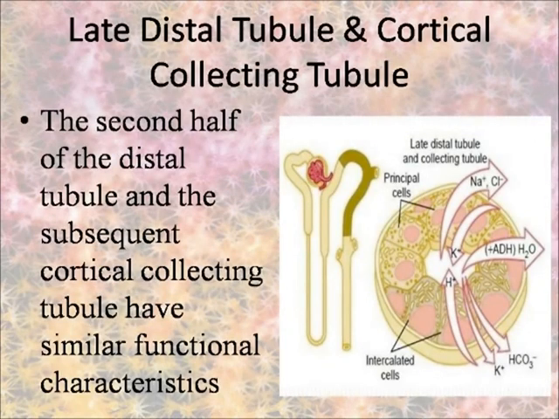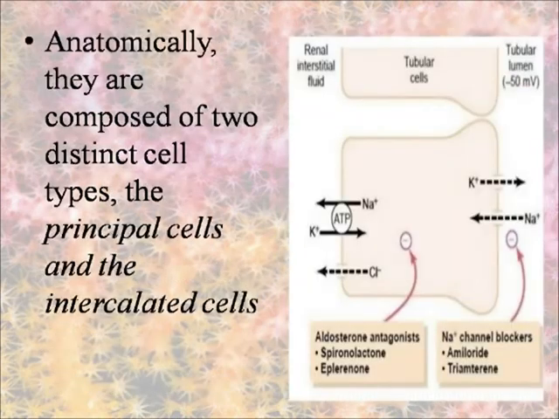Late distal tubule and cortical collecting tubule. The second half of the distal tubule and the subsequent cortical collecting tubule have similar functional characteristics. Anatomically, they are composed of two distinct cell types, the principal cells and the intercalated cells. The principal cells reabsorb sodium and water from the lumen and secrete potassium ions into the lumen. The intercalated cells reabsorb potassium ions and secrete hydrogen ions into the tubular lumen.